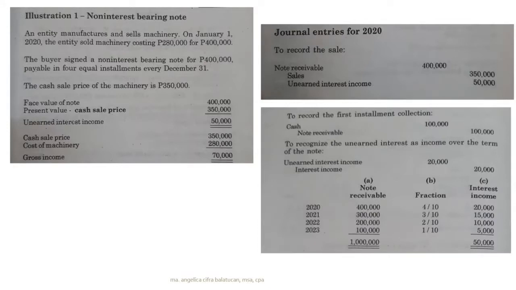So again, even if there is no interest rate and even if the problem states that it is non-interest bearing, there is still interest, and the interest is included in the face amount. Meaning, the face amount of 400,000 is composed of interest and principal. So that is its treatment. Okay, so let us proceed.